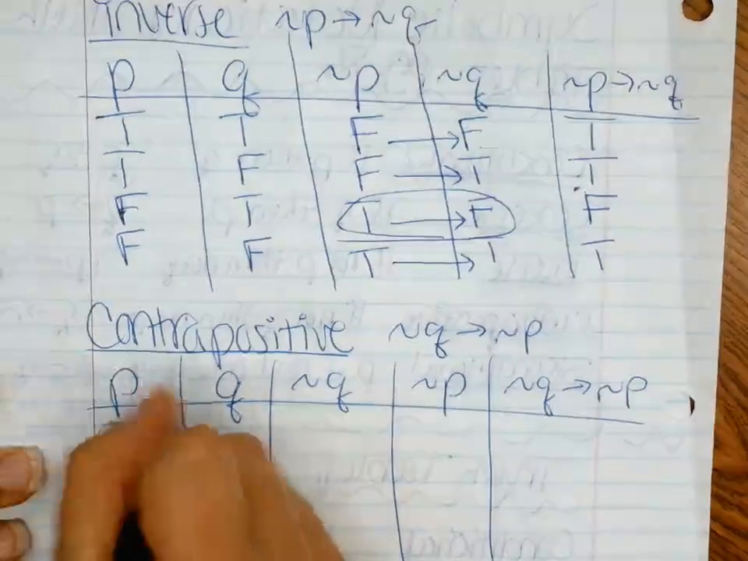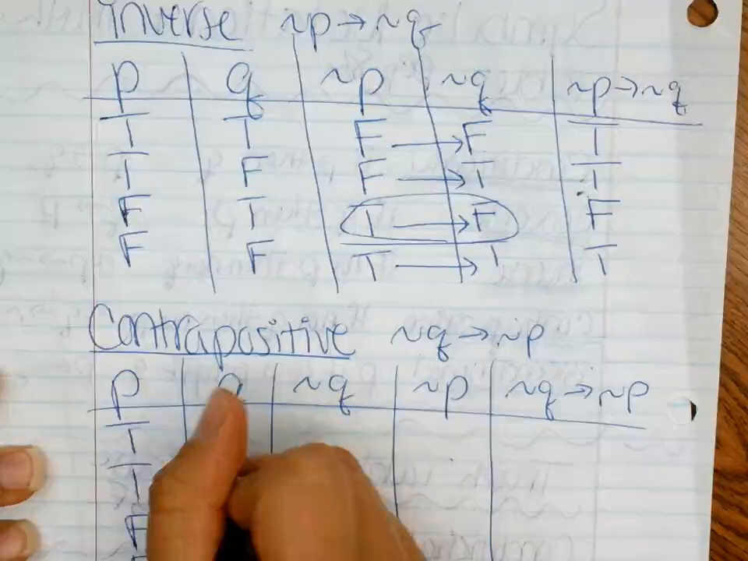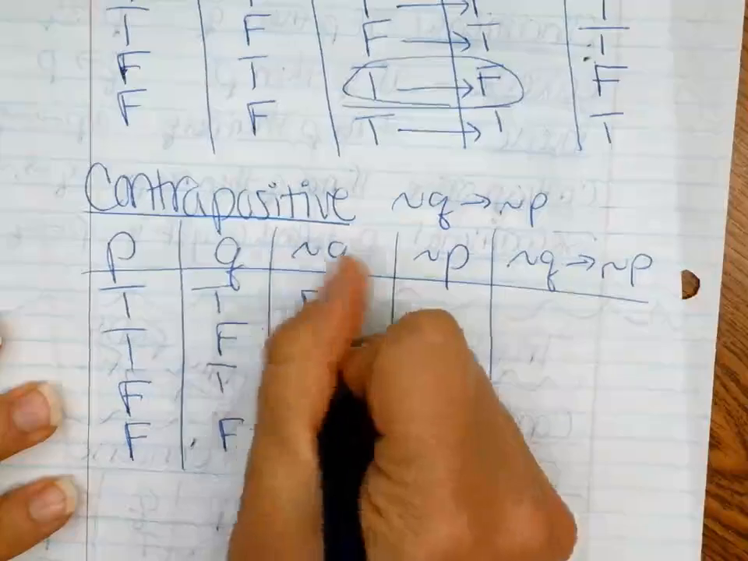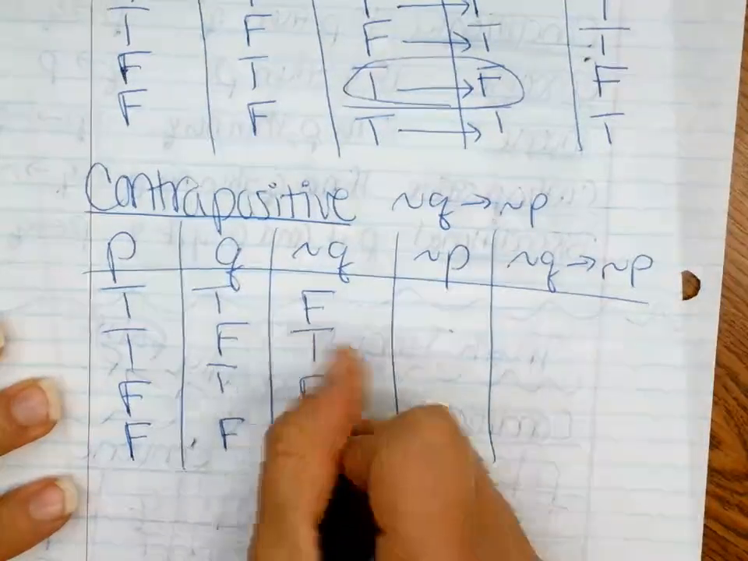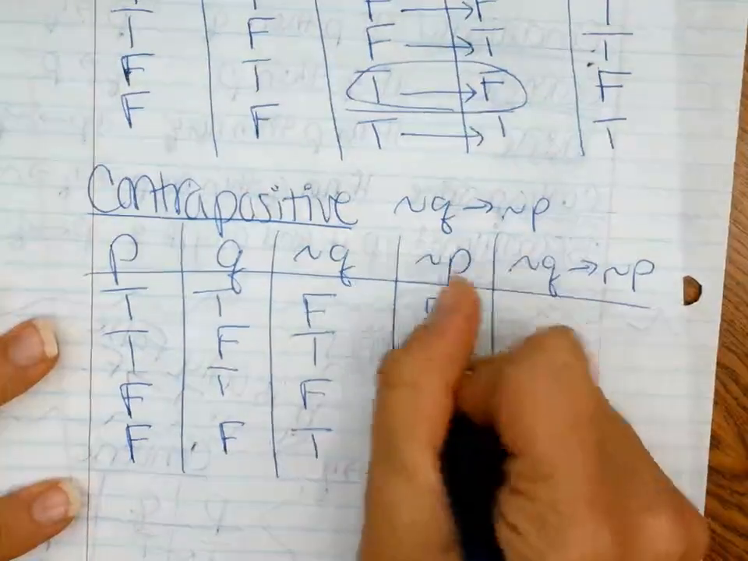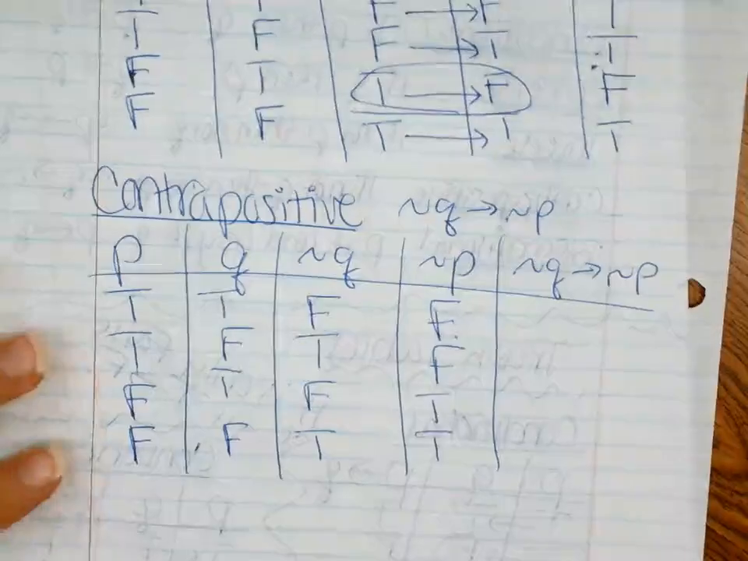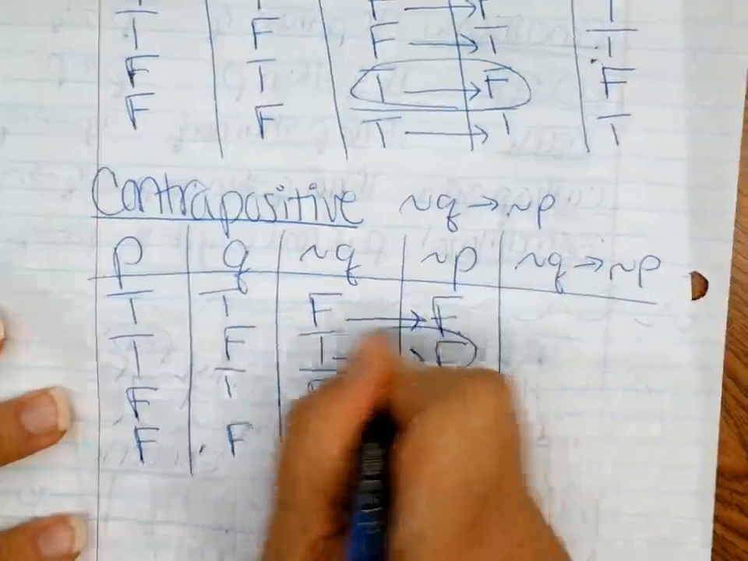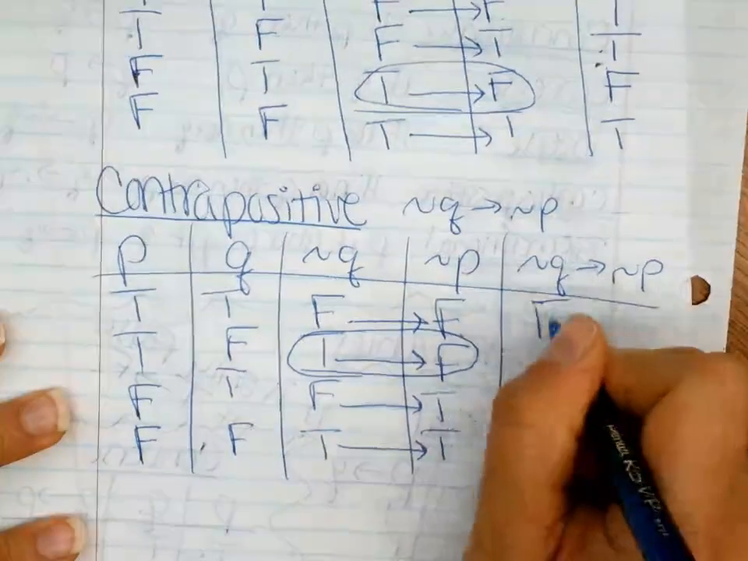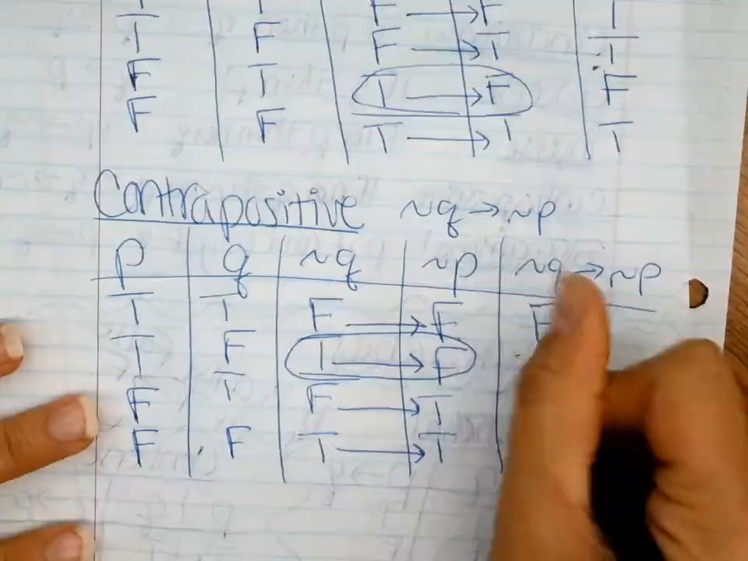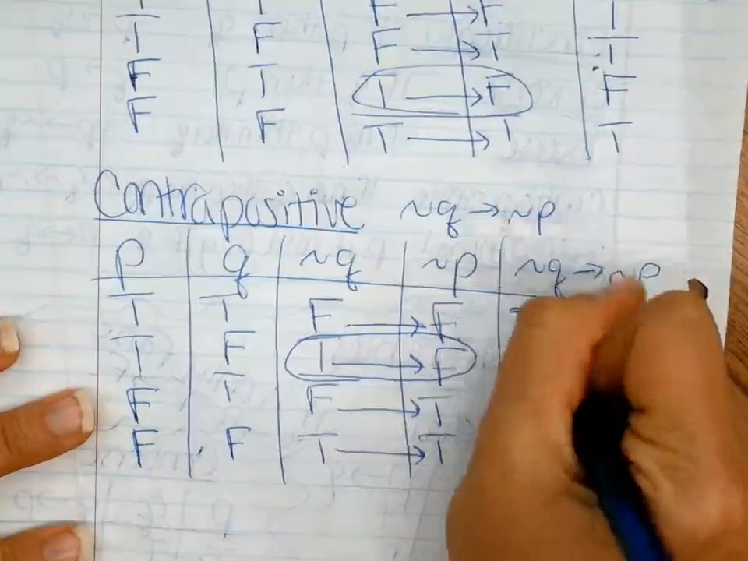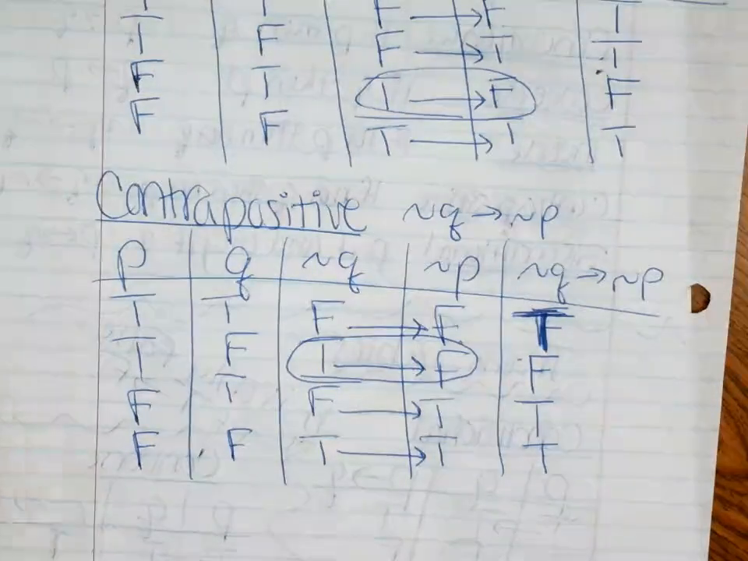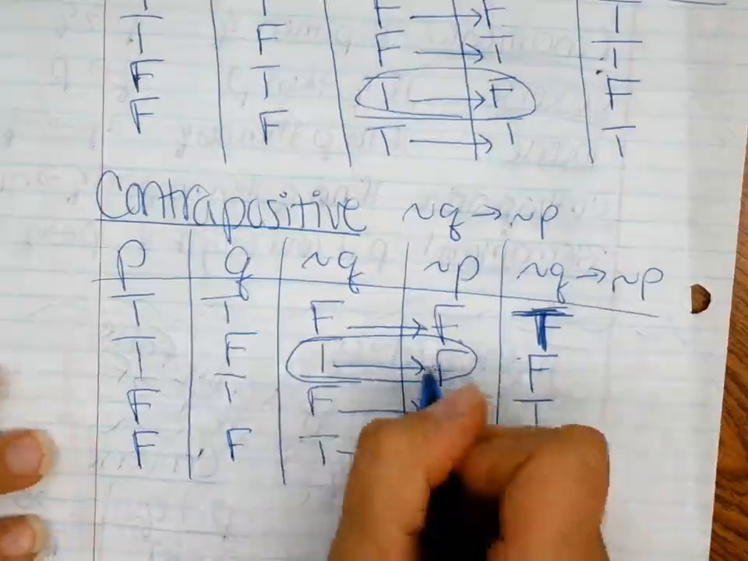Our P is true, true, false, false. Q is true, false, true, false. Negate your Q's, make them the opposites. So false, true, false, true. Negate your P's, make them the opposite. False, false, true, true. Now I'm going from not Q to not P. Am I ever going from true to false? The second one, right? So it's going to be false. Wait, it's only false if true goes to false, right? So it's true, true, false, true, true. It's only false if true goes to false.